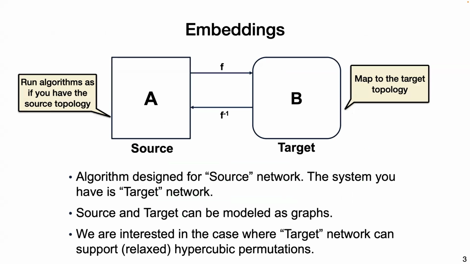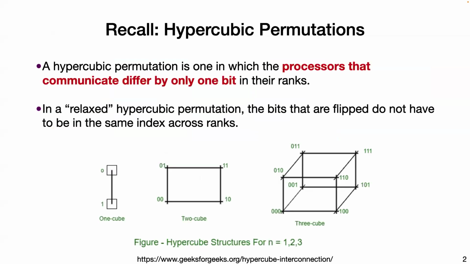So embeddings are basically a function that maps source topologies to target topologies and vice versa. So if you have a source topology, well, in a moment we'll talk about different kinds of topologies, but topologies are just ways that the nodes in the network are connected. So hypercube is one type of topology, and that just defines, if you had 8 processors, these are the processors that can directly communicate with each other via links.